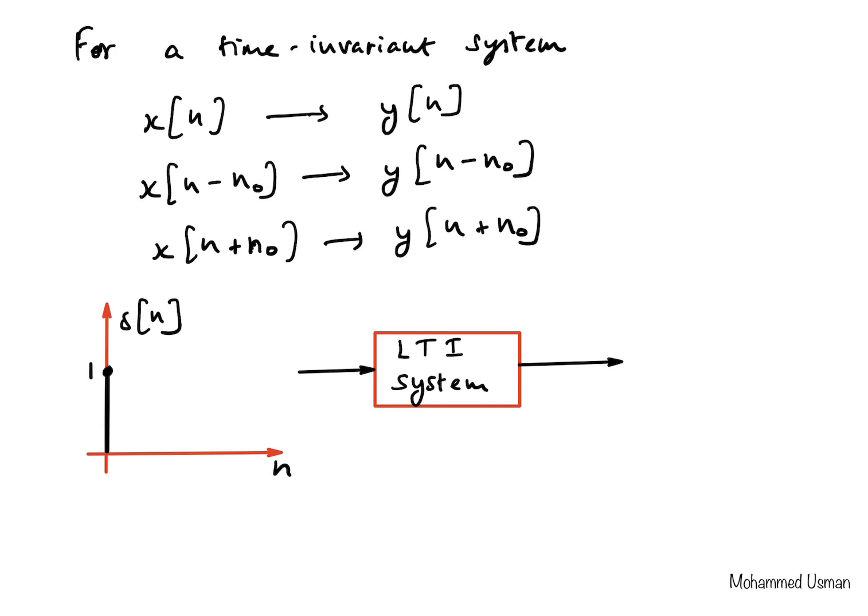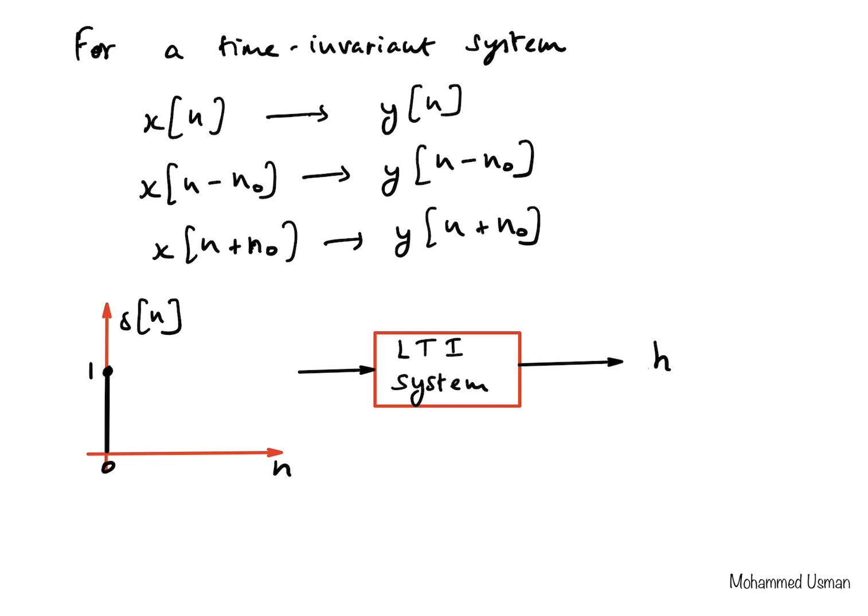Okay, so that means delta of n has a value of 1 for n equal to 0. For all other values of n, it is equal to 0. So if we give this delta of n as input to the LTI system, it produces some output, and this is a special output. The response of a system produced when the input is an impulse function is called an impulse response, and it is denoted by the letter h of n.